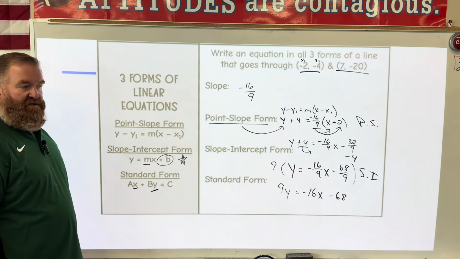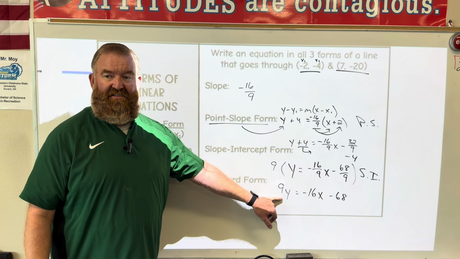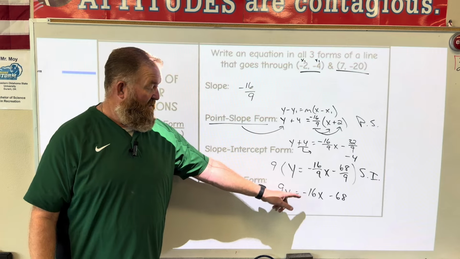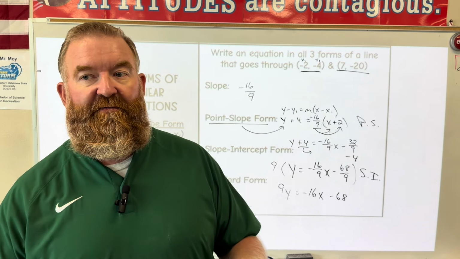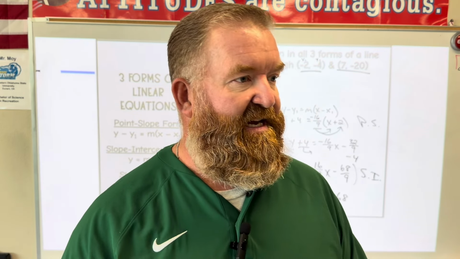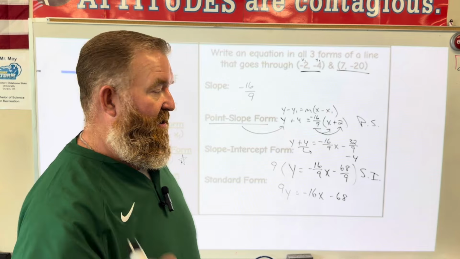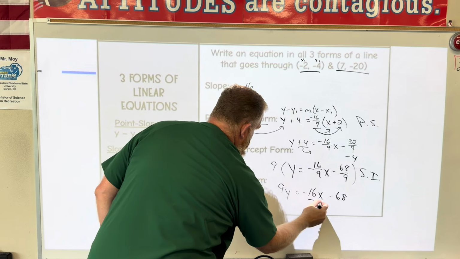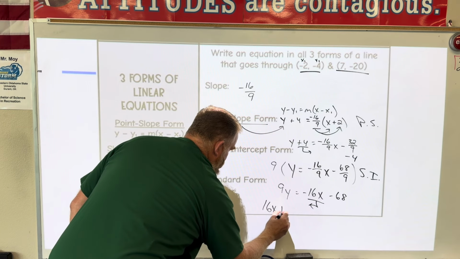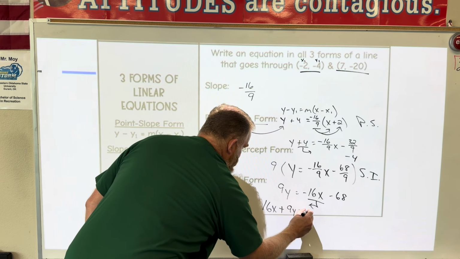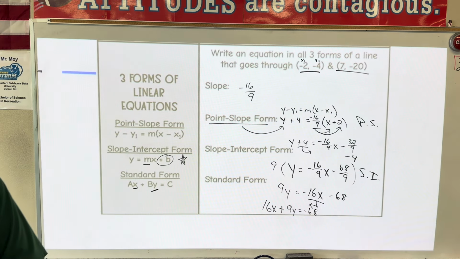Now, standard form simply means I'm going to put the x and the y on the same side of the equation. Right now, the y is on the left-hand side, right? What's not on the left-hand side? The x. What's my term with the x? Negative 16x. So I need to make the negative 16 a positive. I'm basically going to slide this to this side over here. So I've got 16x plus 9y equals negative 68. There it is in standard form.